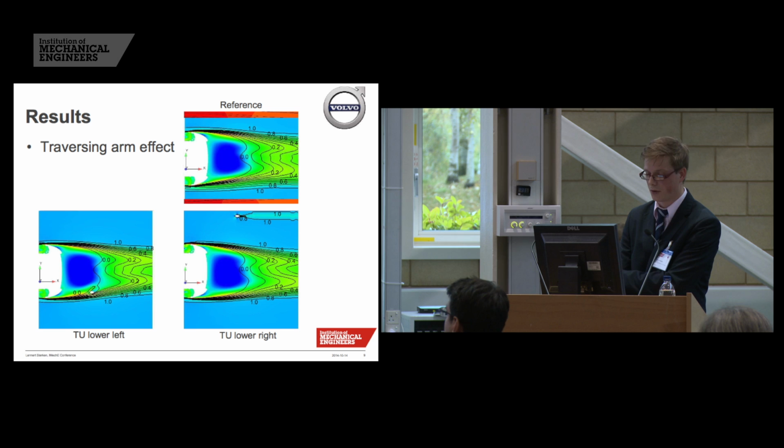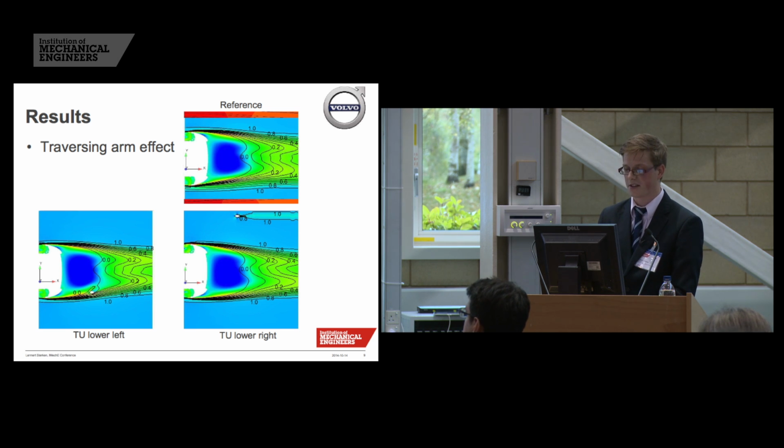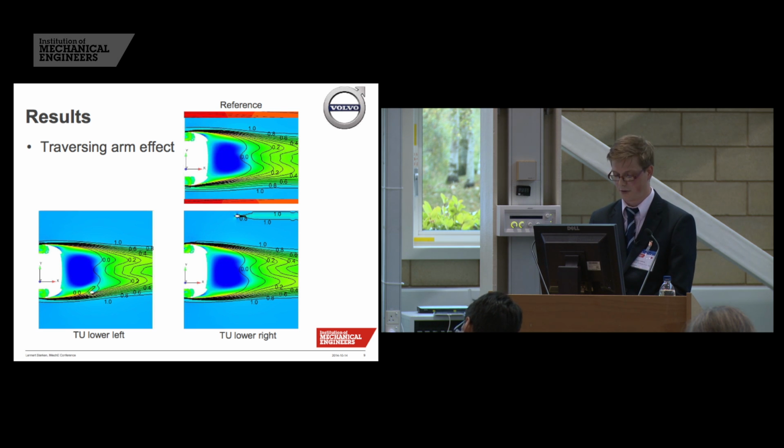Here we can also look at it from a local drag perspective, and then you can see as well that from the traversing unit on the lower left side, you have this interference where the shear layer wants to go to both sides of the traversing arm, and you get a better pressure energy recovery on that side. On the right side, you can see that the energy recovery is better on that side compared to the reference.